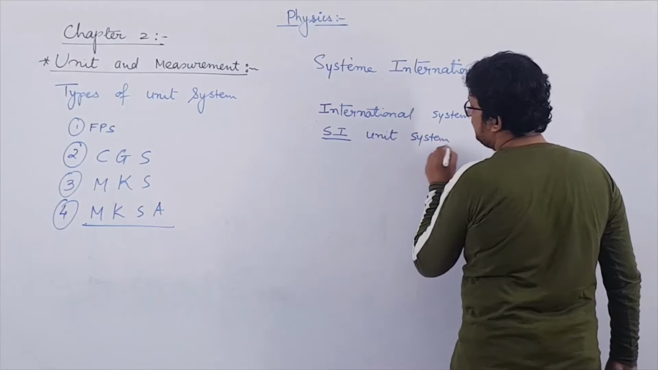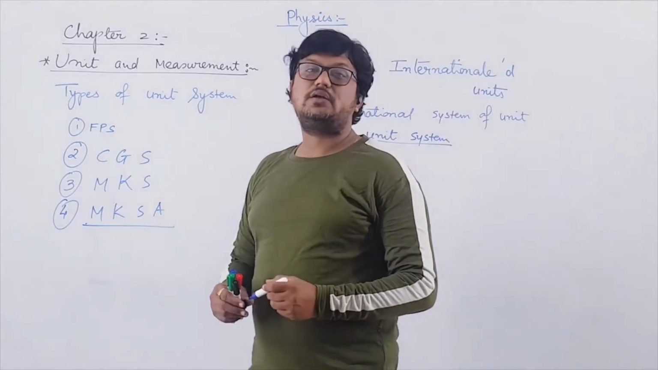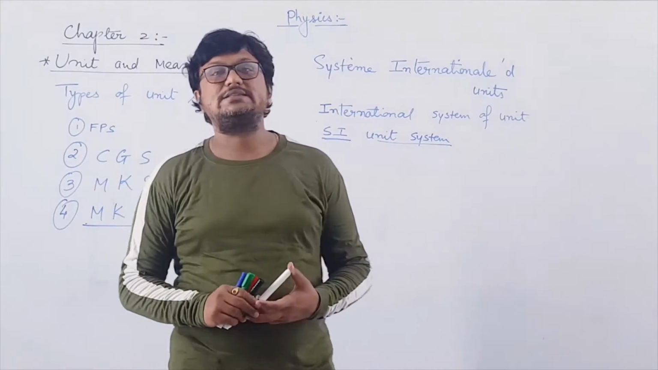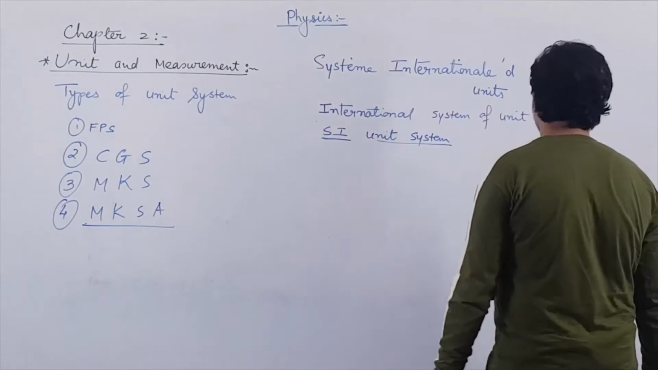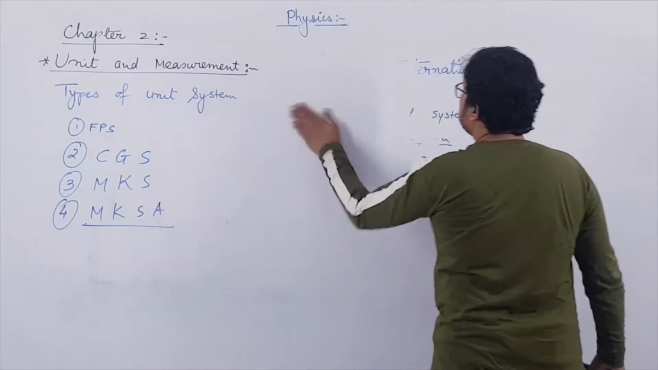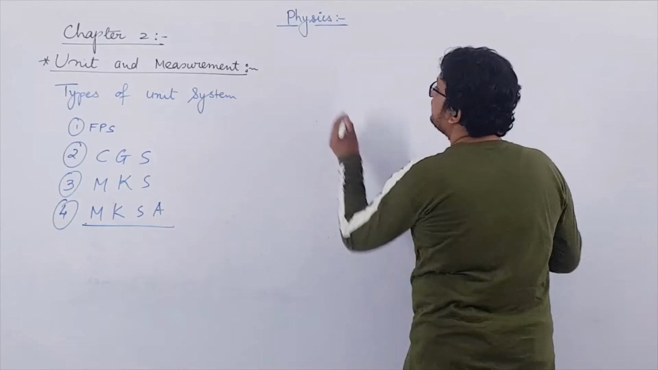So this is our SI unit system which we are following now. It contains 7 physical quantities. So let us make a list of those 7 physical quantities. We'll give the heading SI unit system over here.